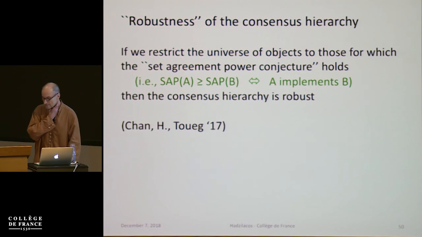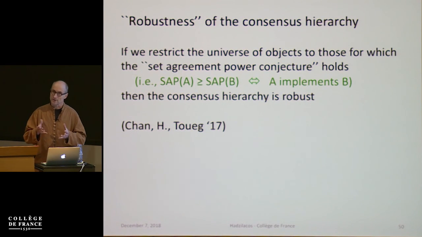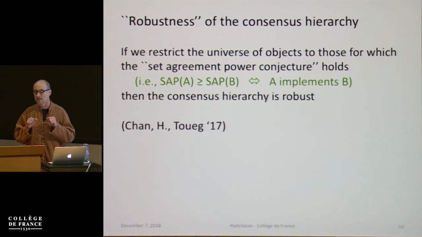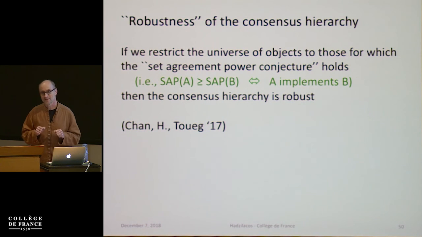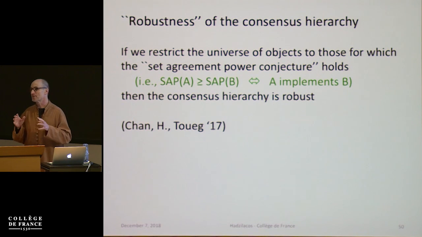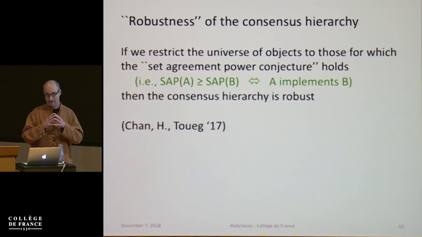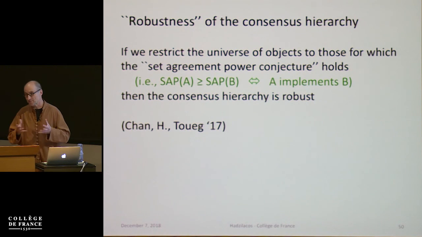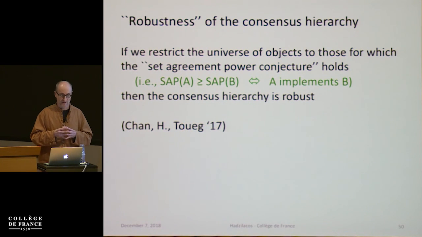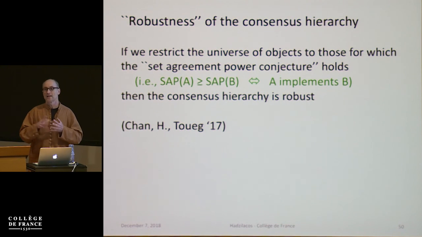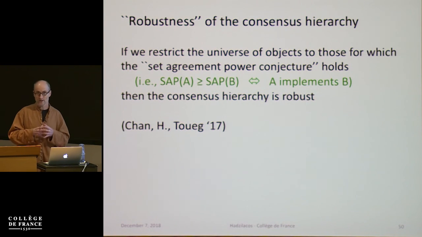Interestingly, if we restrict our attention to objects for which the set agreement power conjecture is true, that is, objects whose implementation power is fully encapsulated by the set agreement power. It's not all objects, because we know that the set agreement power conjecture is not true. But if we restrict our attention to those objects, it turns out that the consensus hierarchy is robust for those objects.